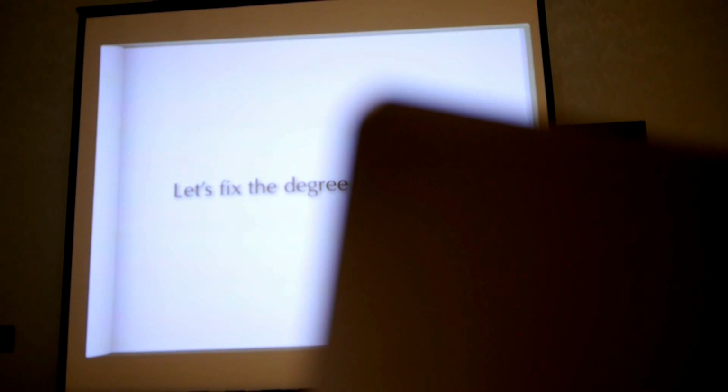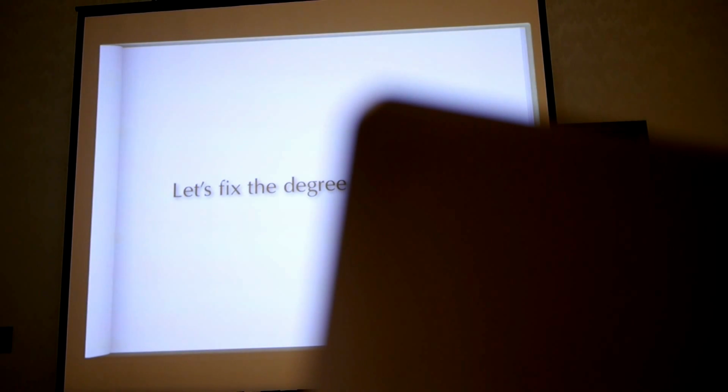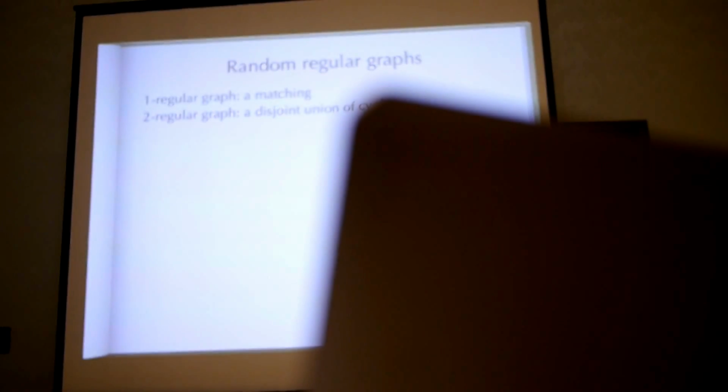So we'd like to fix this and come up with models that are more realistic. Perhaps the most obvious thing to try to fix is the degree distribution. We can start with the simplest world, where you look at random regular graphs. A one-regular graph, random or not, is just a matching. A two-regular graph, again random or not, is the disjoint union of cycles. It's the only way that everybody can have degree 2, so you have a bunch of cycles.